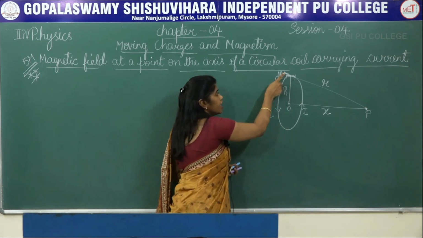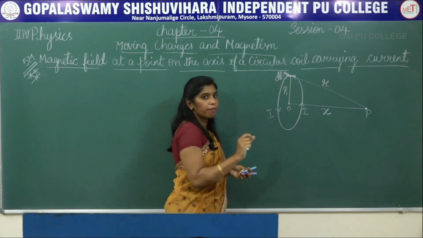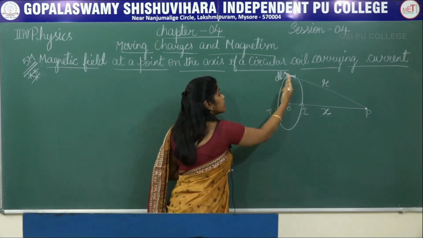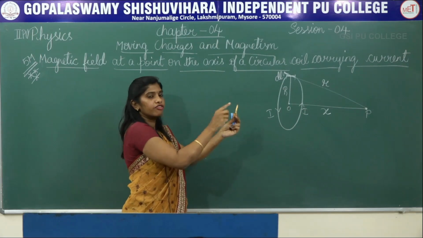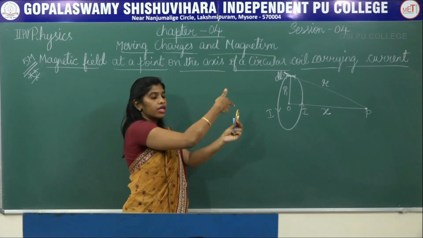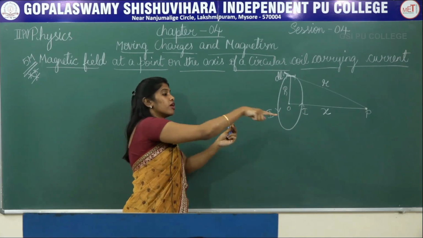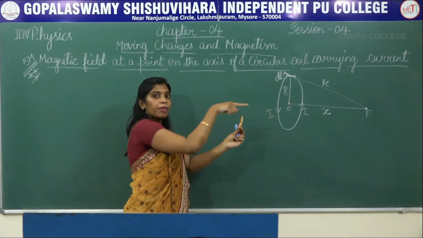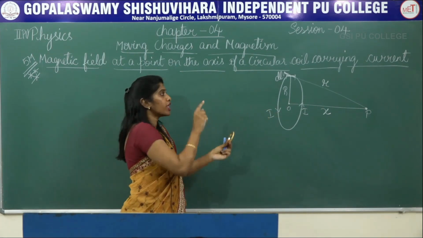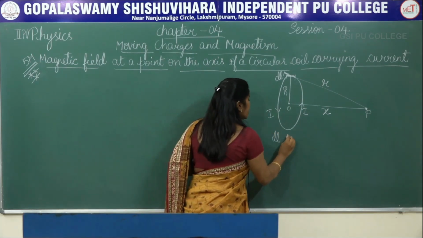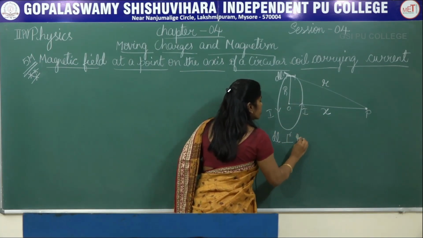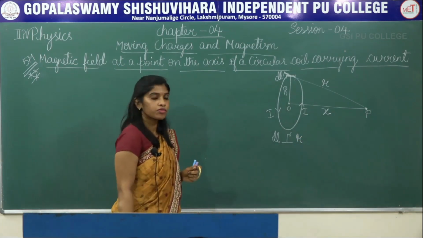This current element and this r will be perpendicular to each other because this is in a different plane. This is the plane in which I am considering the current element, and the position vector is perpendicular to this plane, and therefore they are both perpendicular. So I can say dl is perpendicular to small r.